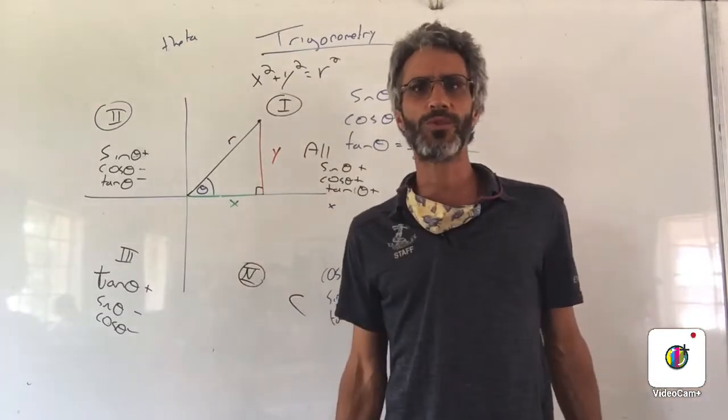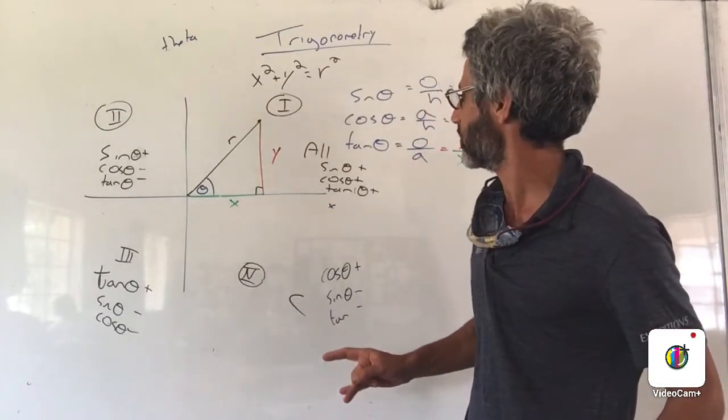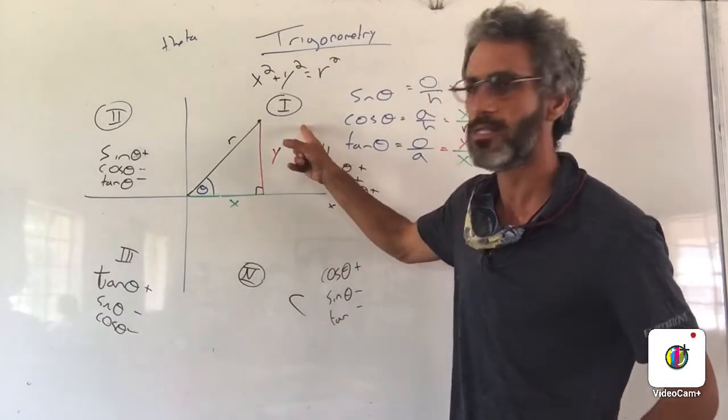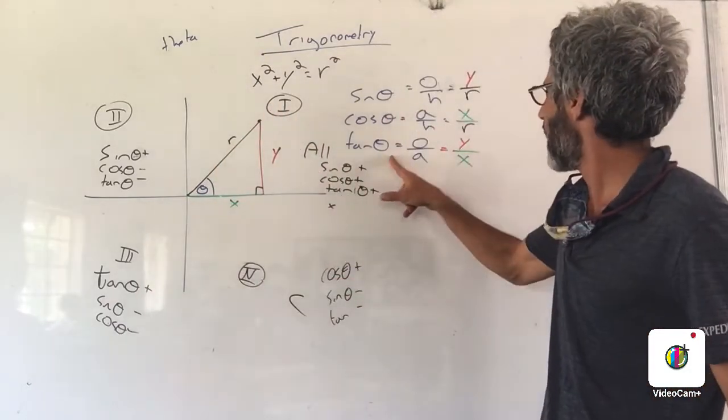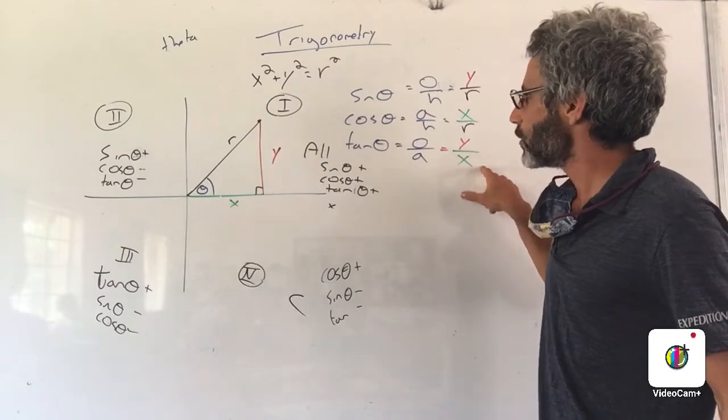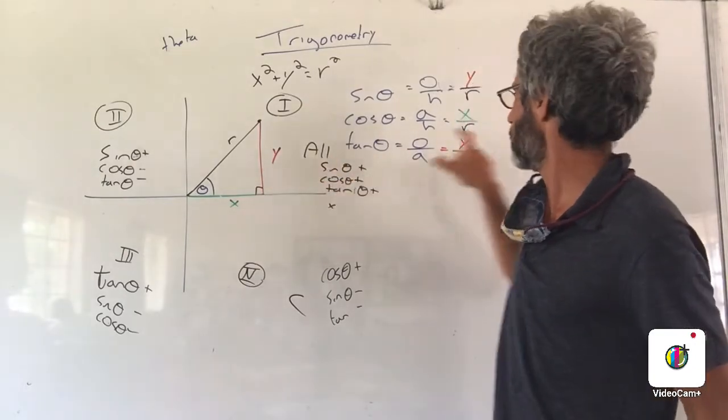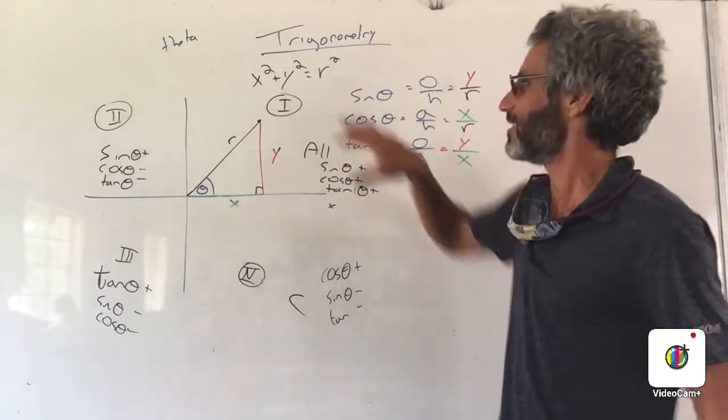Tan is the only one that is a bit funny. Where is the tan positive? First and third quadrants. Now, why does that happen? Well, tan is y over x. So if y and x are positive, positive divided by positive is going to be positive.